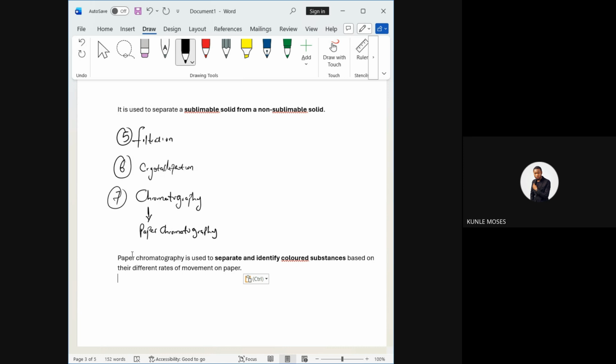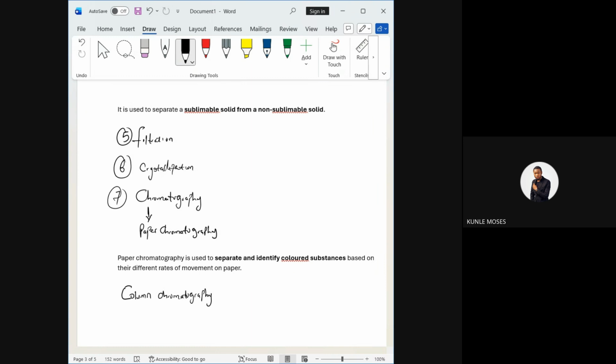The next one, which is the last one for today, is column chromatography. This will be the last one we check today, so that we can quickly consider five or six past questions and call it a day.